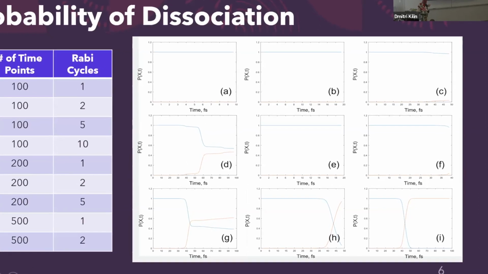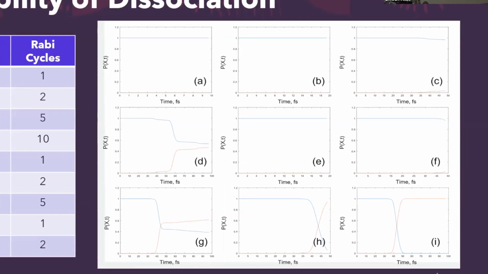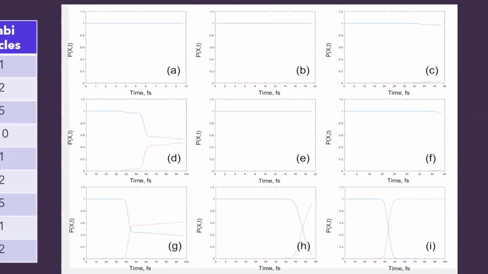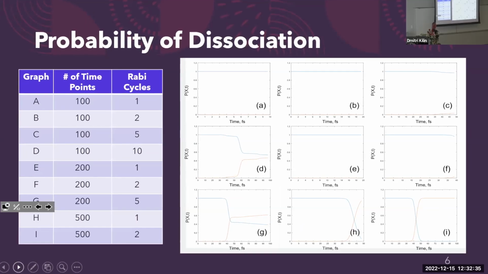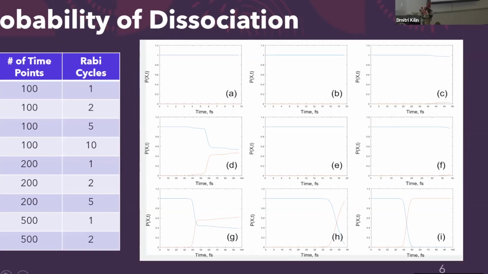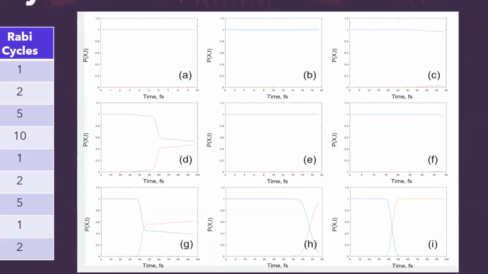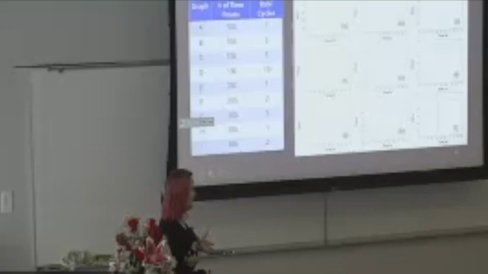And so looking at this graph, as the number of time points increases, you can see that it starts increasing in the probability of dissociation. So for 100 time points, it took all the way up to 10 before you have any noticeable amount of dissociation, versus for 200, it took 3 cycles, and in 500, it starts in the first cycle and then is complete in the second cycle.